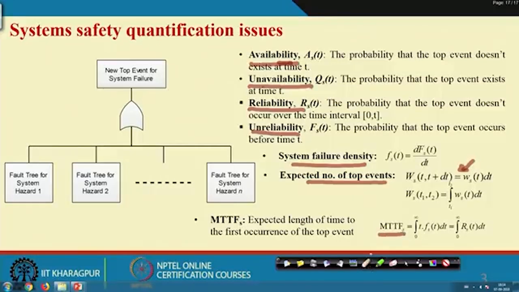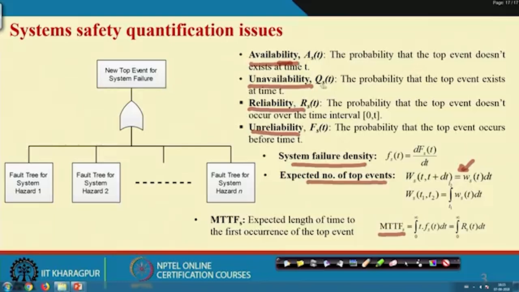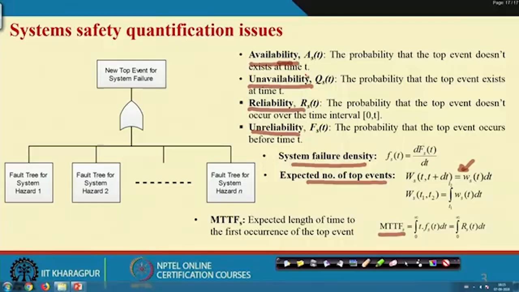You know all those definitions from the component failure point of view. Now, what is unavailability at the system level? Okay, let us start with availability. Availability is the probability that the top event does not exist at time t. At time t, the system is available. Unavailability means at time t the system is unavailable, that is, the probability that the top event exists at time t.